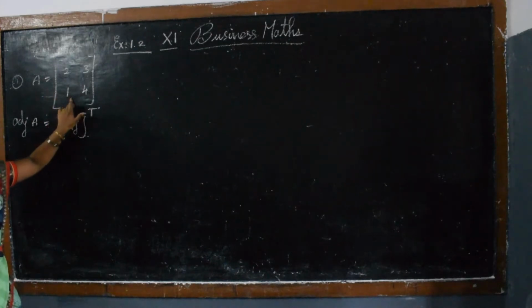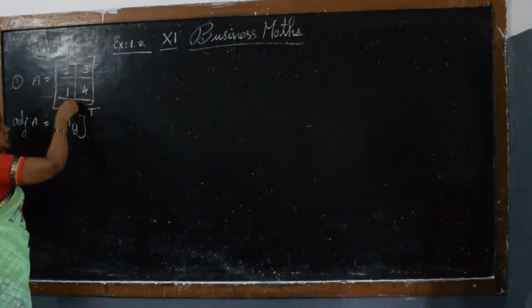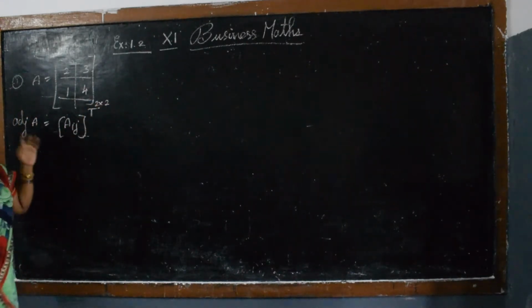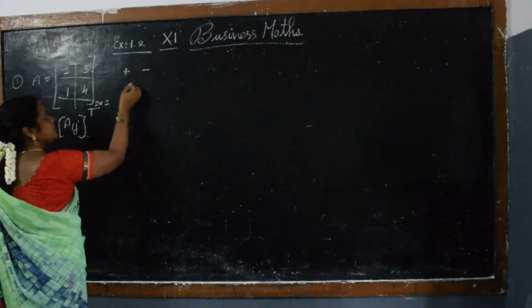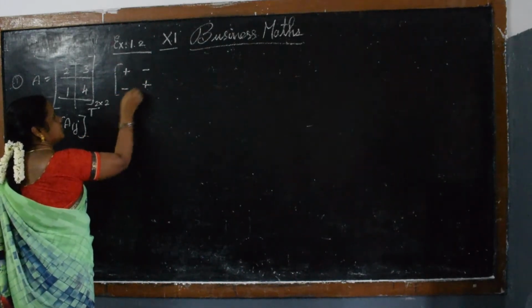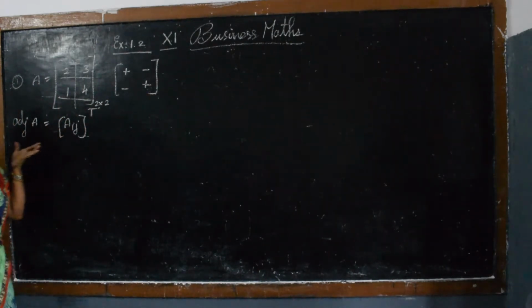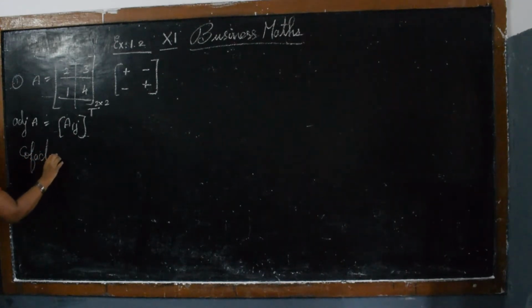What is the order of the given matrix? How many rows and how many columns? 2 rows and 2 columns. So this is a 2 by 2 matrix. What is the sign for a 2 by 2 matrix? The signs are plus minus, minus plus. This sign only I am going to use in the cofactor. Okay. So listen here. Now, which is the first element here?